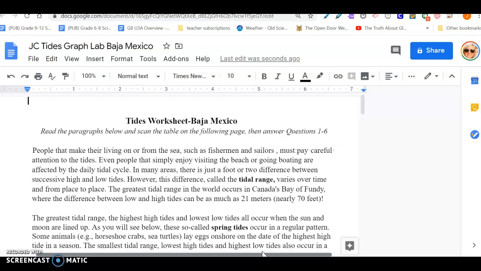It says people that make their living on or from the sea, such as fishermen and sailors, must pay careful attention to the tides. Even people that simply enjoy visiting the beach or going boating are affected by the daily tidal cycle. In many areas, there's just a foot or two difference between successive high and low tides. However, this difference, called the tidal range, varies over time from place to place. The greatest tidal range in the world occurs in Canada's Bay of Fundy, where the differences between low and high tide can be as much as 21 meters, which is nearly 70 feet.